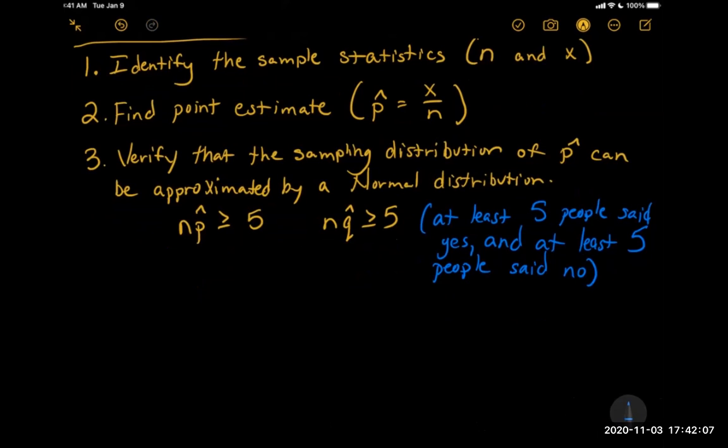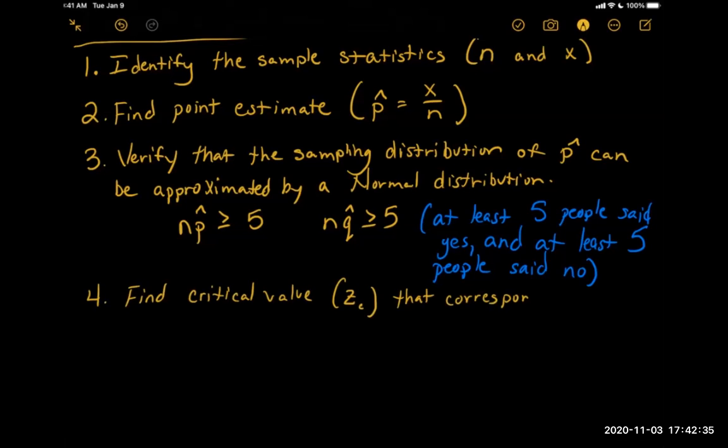After we verify it's okay for us to use the normal model, the next thing we have to do is find the critical value. So step 4 is find the critical value, which we did z sub c, that was our variable we used, that corresponds to the given level of confidence. We're going to get to that in just a minute.